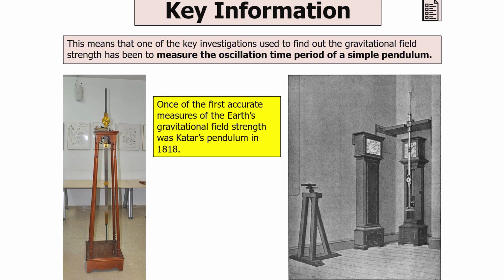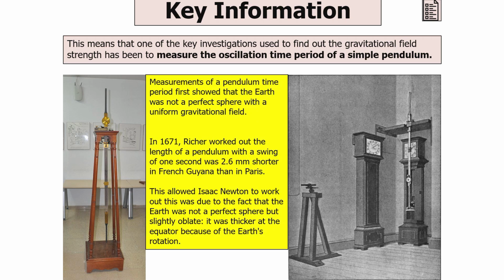One of the first accurate measurements of the Earth's gravitational field strength was Kater's pendulum in 1818. And in 1671, Richer worked out that the length of a pendulum with a swing of 1 second was 2.6 millimeters shorter in French Guiana than Paris. So this allowed us to show the Earth was not a perfect sphere with a uniform gravitational field.